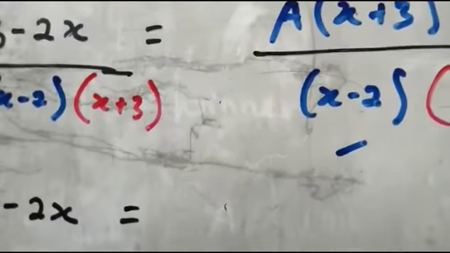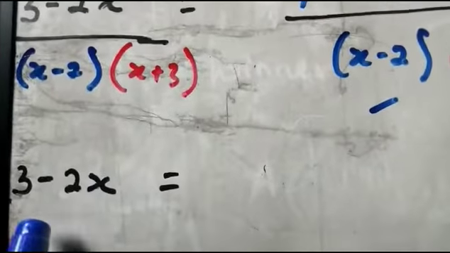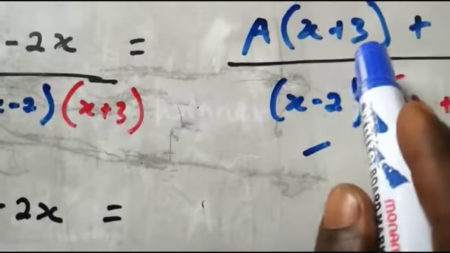So what do you do next? The next step is to equate the top one. You have to equate only the top, and then you find the values of a and b.